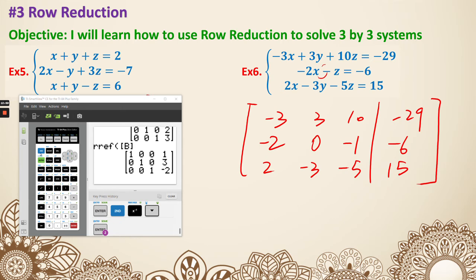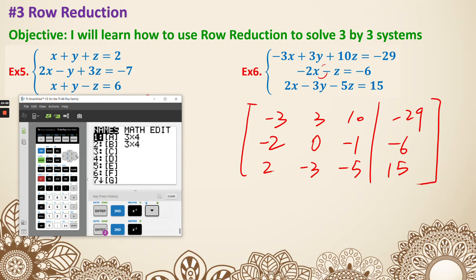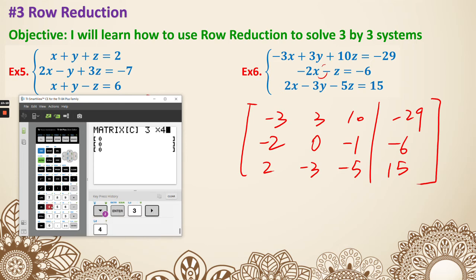Now let's type in that matrix in C. So let's do the process. Second, -1, and go to the edit, choose C, and it's going to be a 3 by 4 again. So enter. Now it's time to enter the matrix. -3, 3, 10, and -29. Second row, -2, 0, -1, and -6. Third row, 2, -3, -5, and 15.